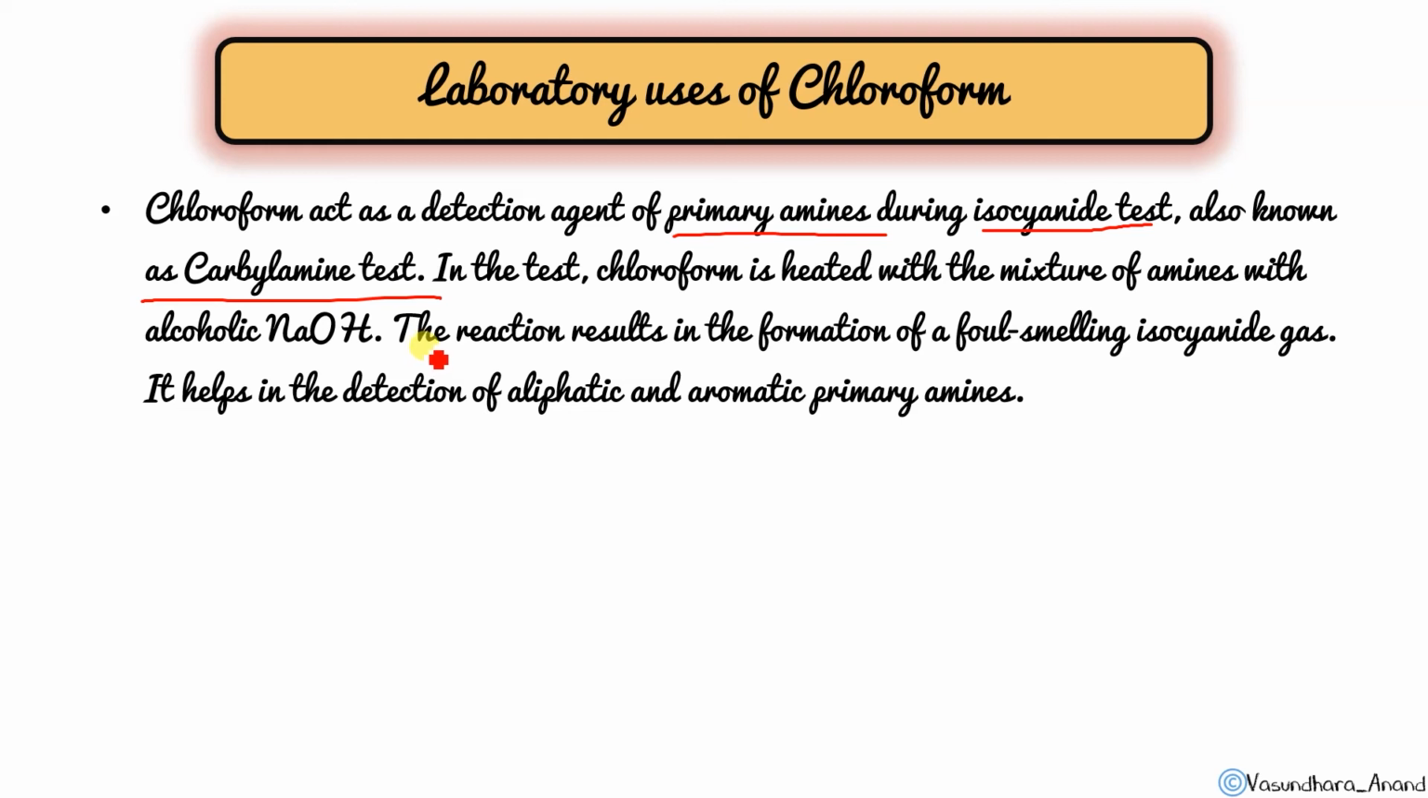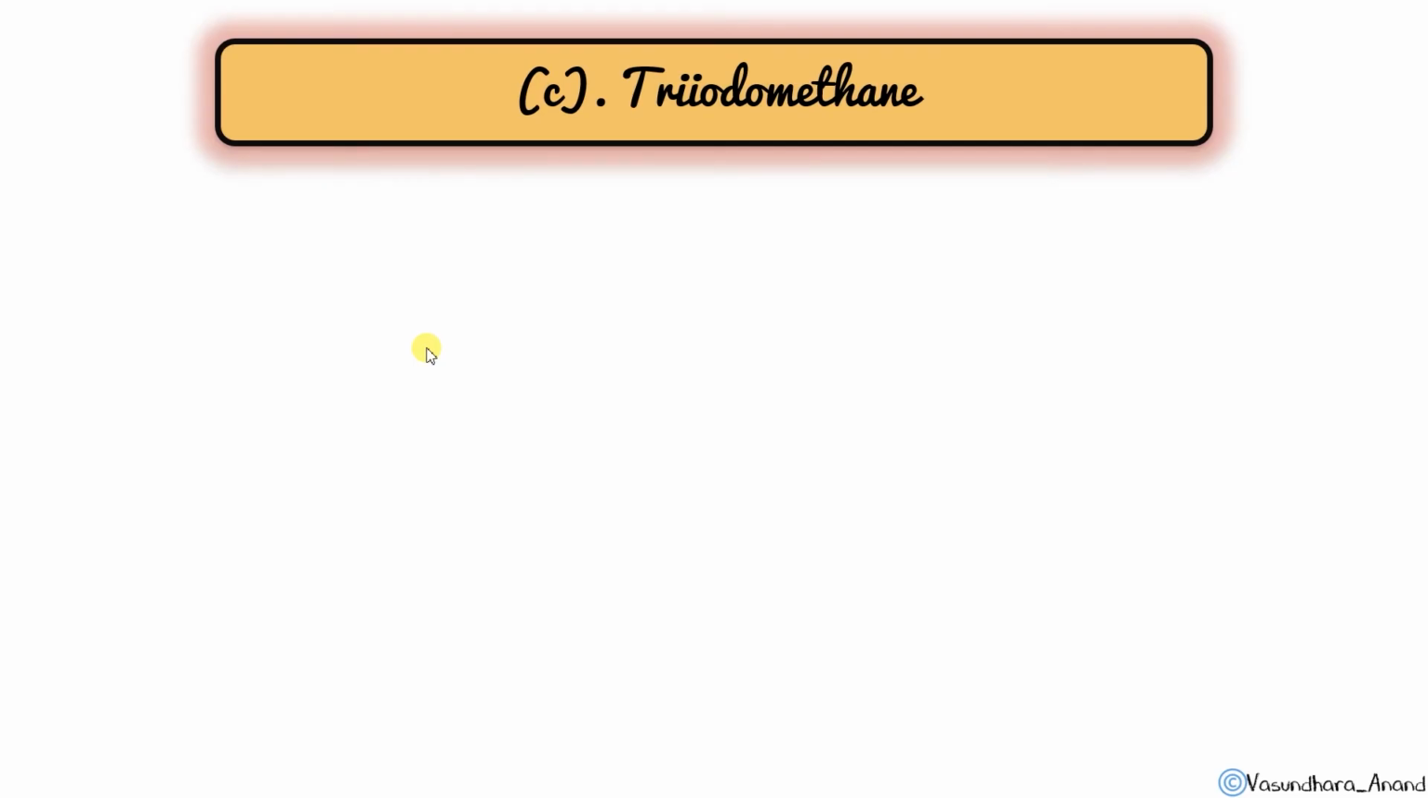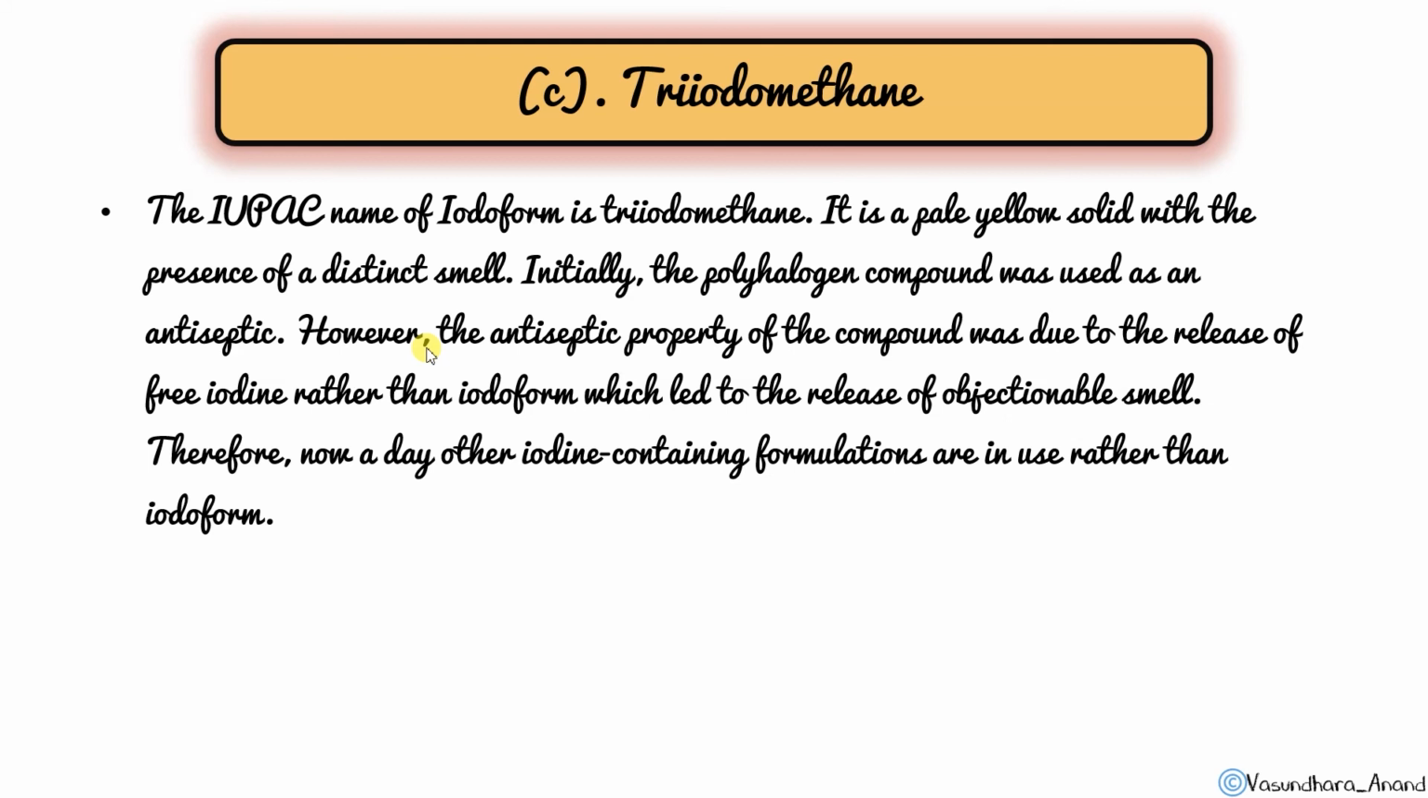So by that way we can say whether this compound is primary or secondary or tertiary. Like primary and secondary we use, and both the aliphatic and aromatic amines give this test. Okay, this is the chloroform formula, you know. Now the triiodomethane. This is also again an important thing.